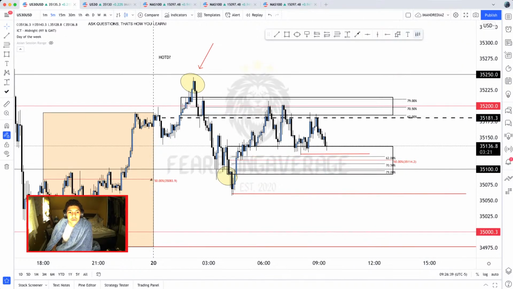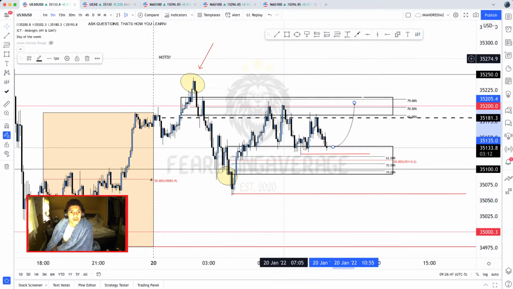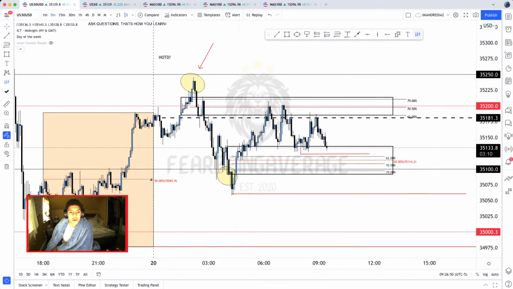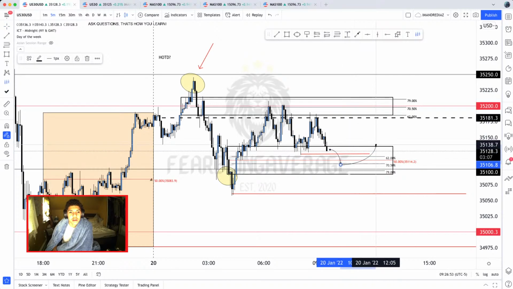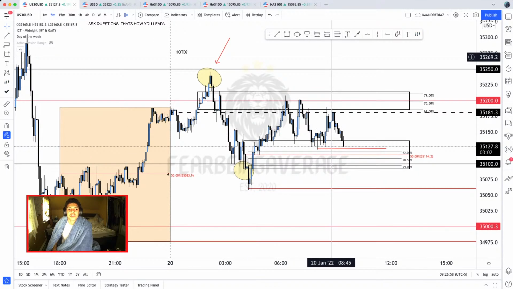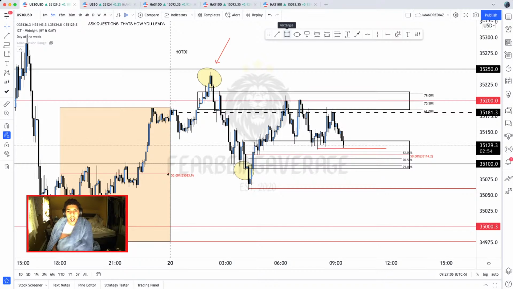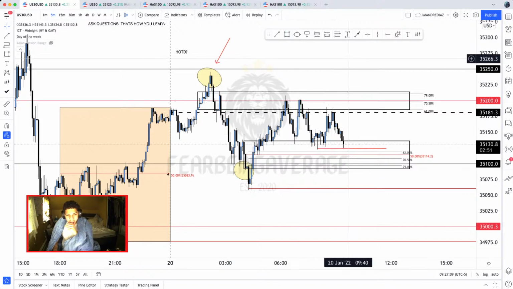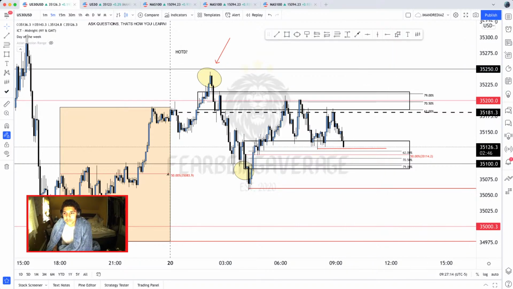So I'm either going to let price come a little bit higher, then short, or delete that, or I'm going to let price come a little bit lower to potentially anticipate a long situation. But as of right now, price is showing the willingness to move lower, so we just got to wait right now, honestly. Let's see what happens. Yeah, we're dropping now.